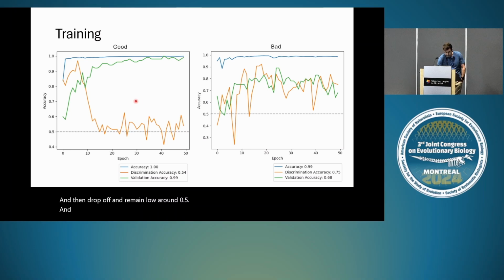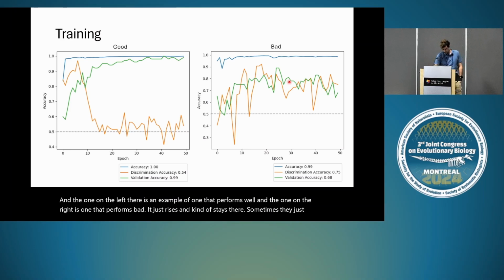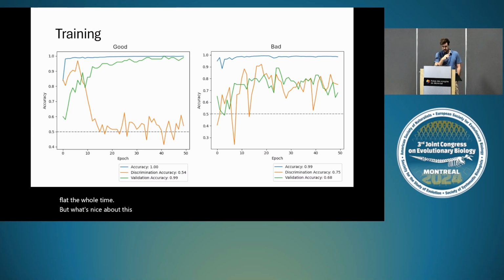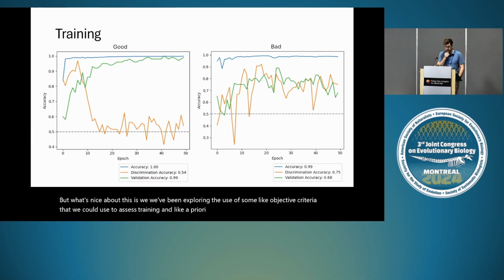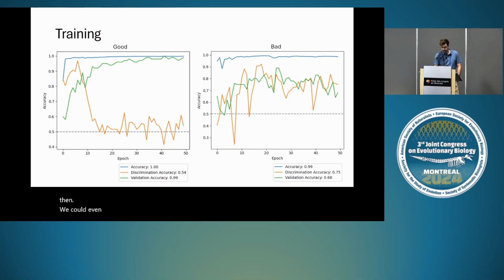The one on the left is an example of one that performs well, and the one on the right is one that performs badly. It just rises and kind of stays there. Sometimes they just stay flat the whole time. But what's nice about this is we've been exploring the use of some objective criteria that we could use to assess training a priori, before we even test these networks. And then we could even stop it early to save time during training, which is nice.